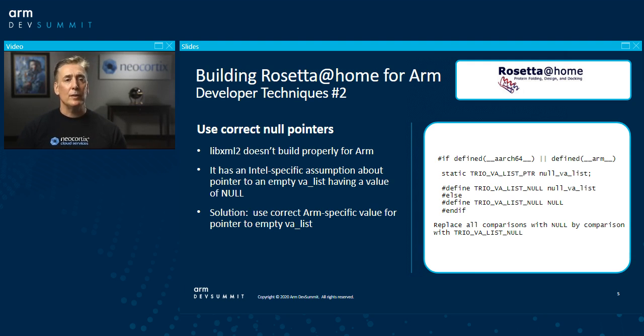So Dimitri had to hunt down and fix a number of problems. One example he's given here was that it was necessary to use correct null pointers. When he did the build, he discovered that one of the dependency libraries, libxml2, wasn't building properly for ARM. So he had to find out the reason for it not building and find the fix.